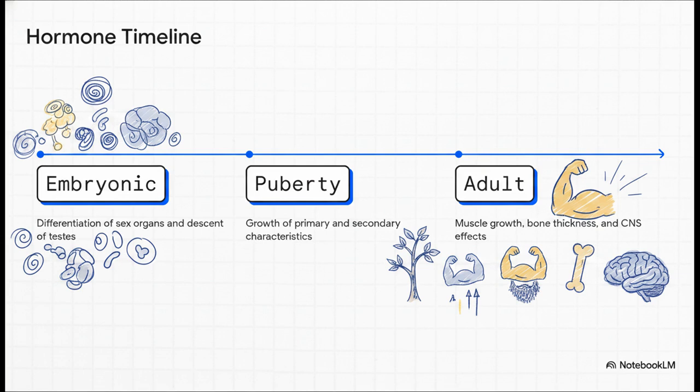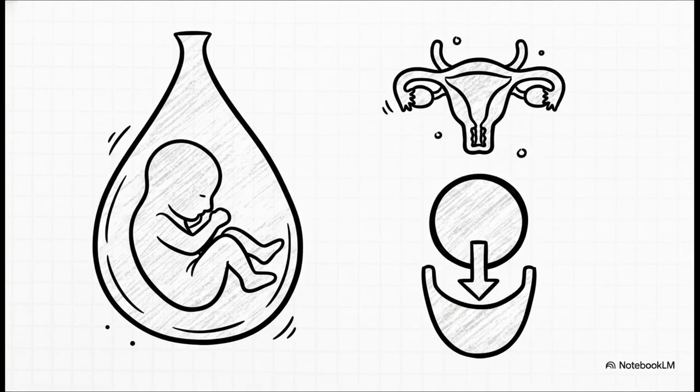So testosterone is secreted by the interstitial cells of Leydig inside the testes. But here's the thing. It doesn't just do one single job. It actually has completely different roles depending on what stage of life a male is in. We can break this entire timeline down into 3 distinct phases: embryonic life, puberty, and adult life. Let's keep it very simple.